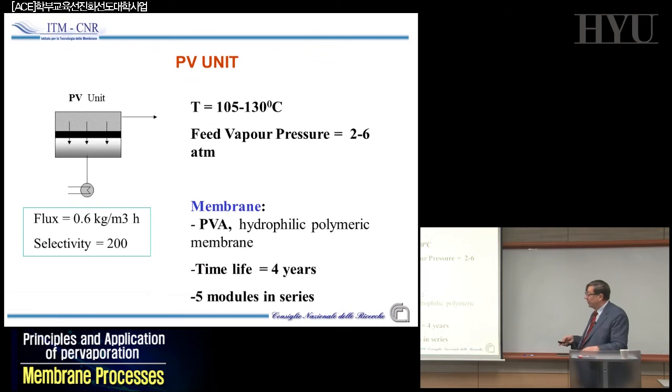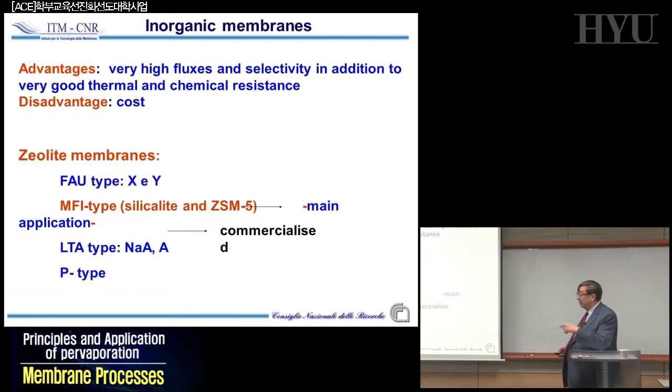You can also find data in the literature telling you about interesting selectivity, 200 for example, and a lifetime of 4 years. In this case, not too big, you see 5 modules in series, which means relatively a pilot plant in some cases, or a traditional size. But if you are in a pharmaceutical company, or a company producing a sophisticated cream for ladies, this is the size they need, and it works very nicely. More and more, these are becoming popular.